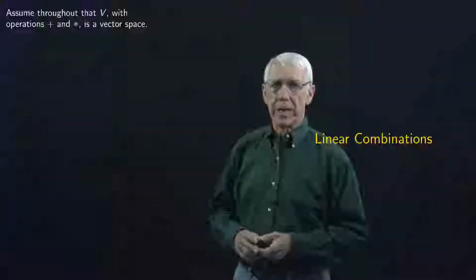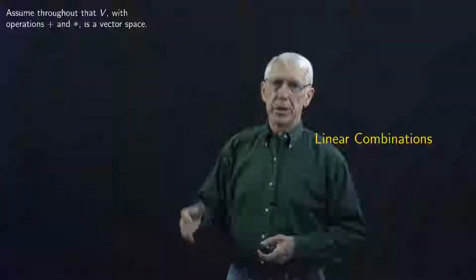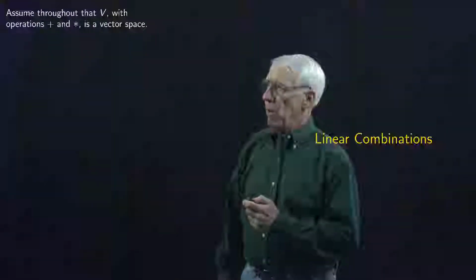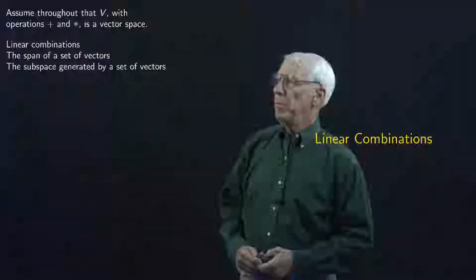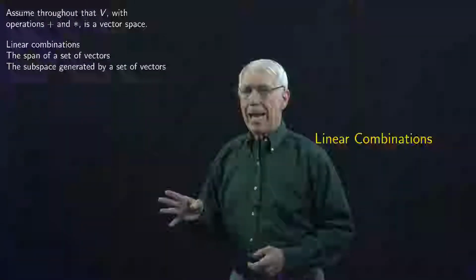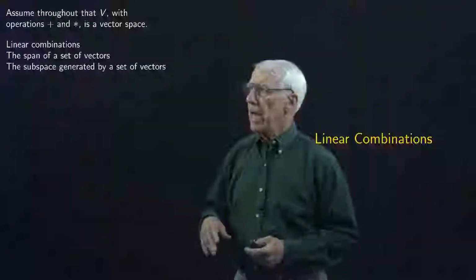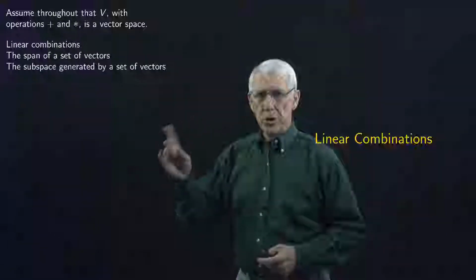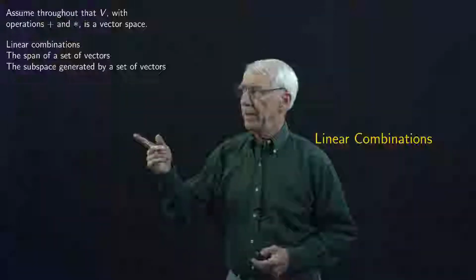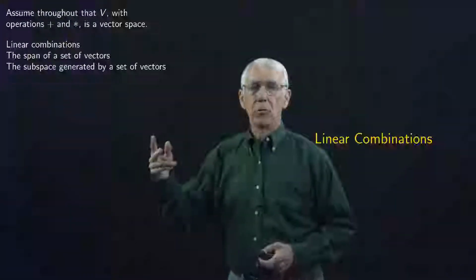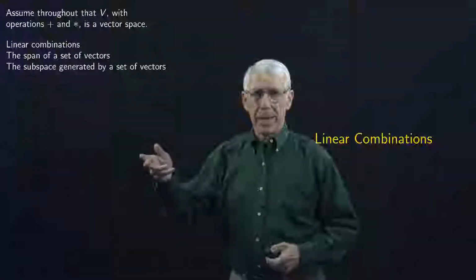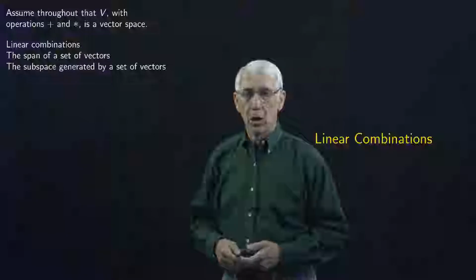And of course, the vector space will have the operations of vector addition and scalar multiplication, plus and star we'll use for those. What we're going to talk about today and develop will be linear combinations of vectors, the span of a set of vectors, and the subspace generated by a set of vectors. Now it'll turn out, in fact, that the last two of those items, the span and the subspace, are really the same thing, just looked at from a different perspective. So we'll see that as we go along.